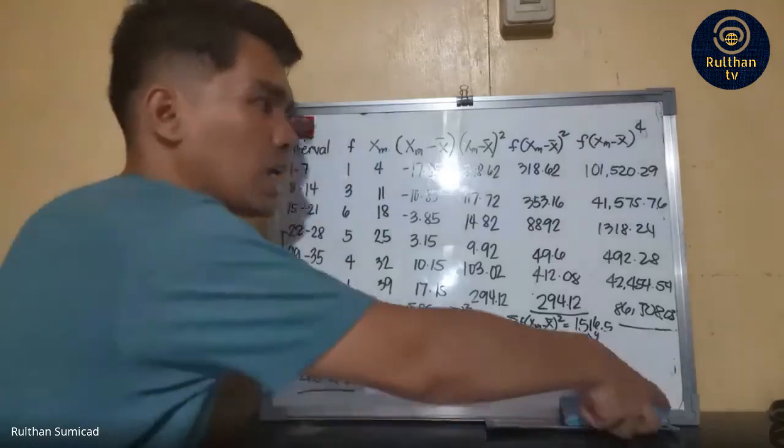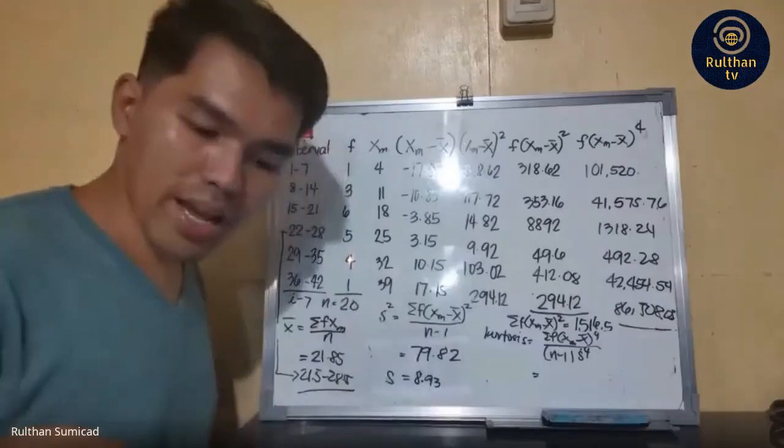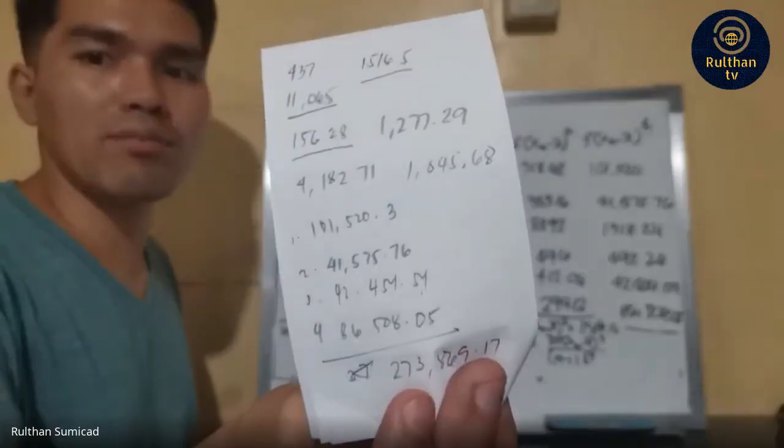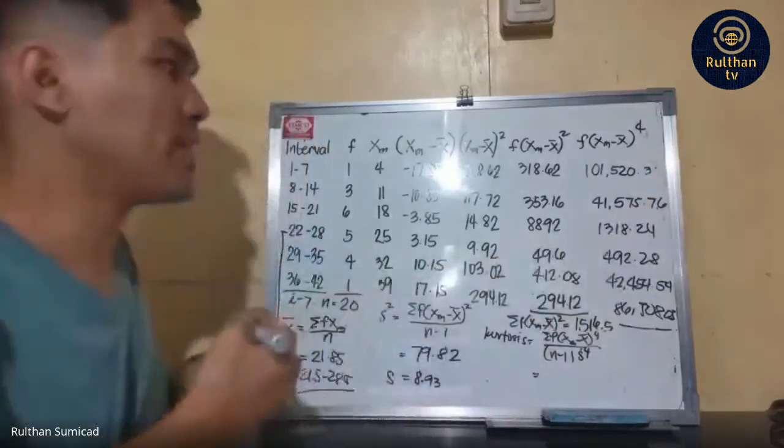86,500.05. Sir, the first column to the power of 4, the 101,520.29, is no longer rounded off. So it's not 0.30, it's actually 0.30. Okay, sir. That's why I have it already here. So 101,520.3. 0.3 or 0.30 is the same.